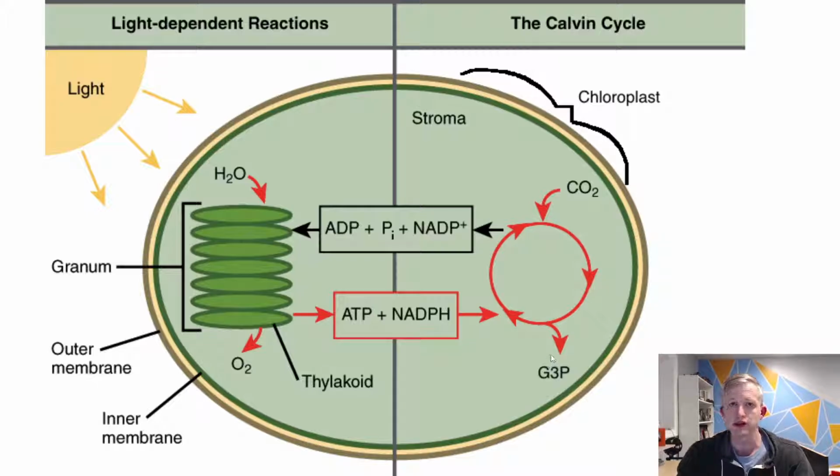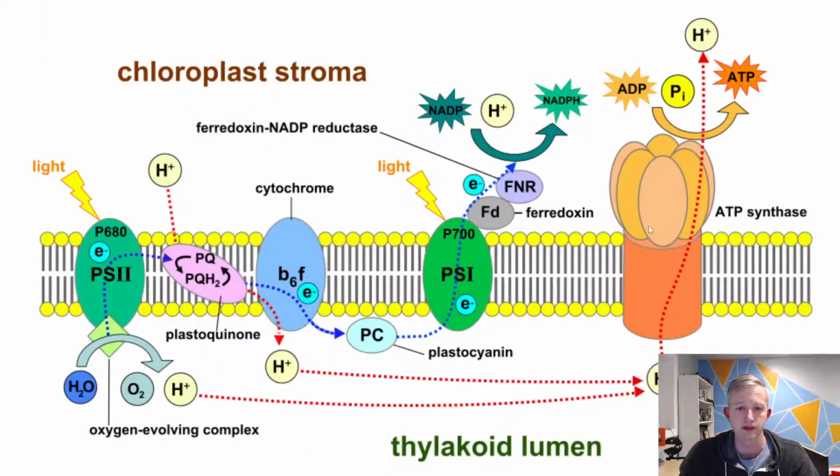The glucose then is going to go on to be a part of cellular respiration, where it'll actually become that useful cellular energy. Looking at the light-dependent reactions a little more closely, we see this diagram of the thylakoid membrane.